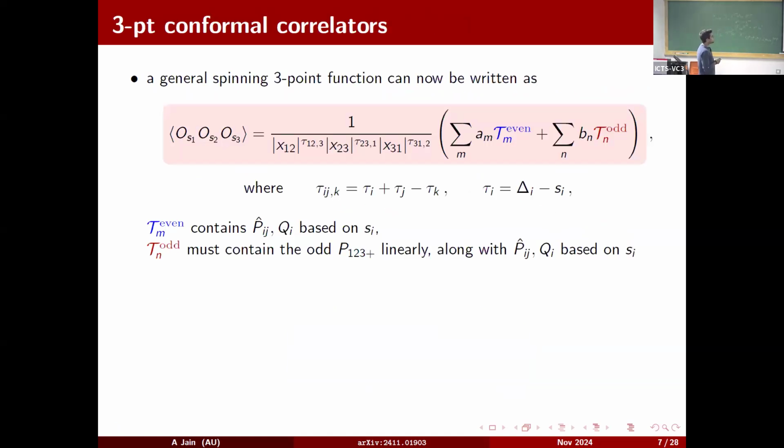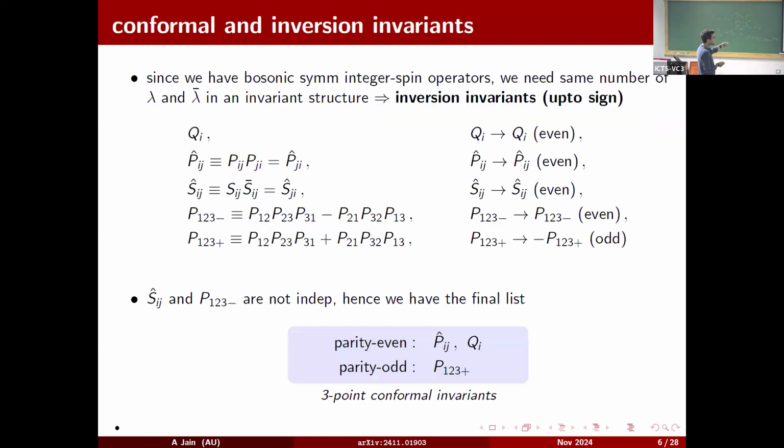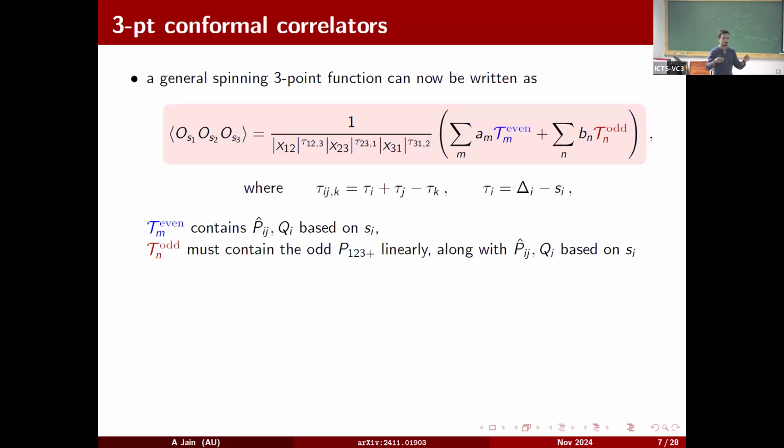So I write down a general spinning 3-point function, written in terms of the index-free operators only. This is a scaling factor so that they scale correctly. And in the brackets, we have all the structures which are conformally invariant. Now I can look at the lambda structures, or the spin structure, on the left-hand side, and match them with the lambda structures on the right-hand side, and that's going to give me all the conformally invariant contributions to the correlator.